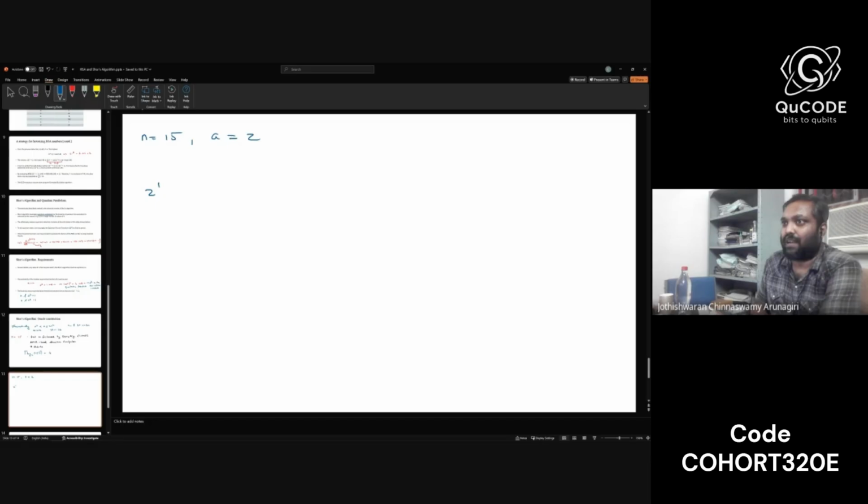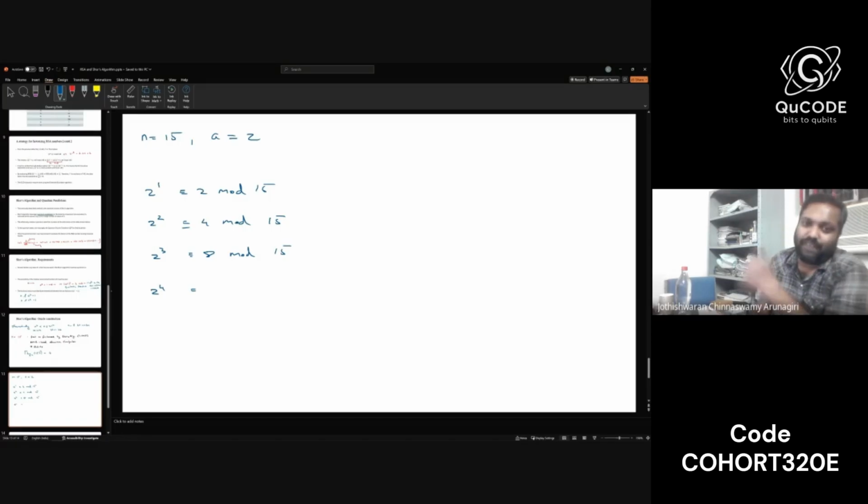Now what is 2 to the power 1? It is congruent to 2 mod 15 because 2 is less than 15. 2 to the power 2 is congruent to 4 mod 15. 2 to the power 3 is congruent to 8 mod 15. And 2 to the power 4 is 16, which if I divide by 15 will give me a remainder of 1. So it's congruent to 1 mod 15. So 2 is actually a very convenient choice. And so on, I can keep defining it ad nauseam.